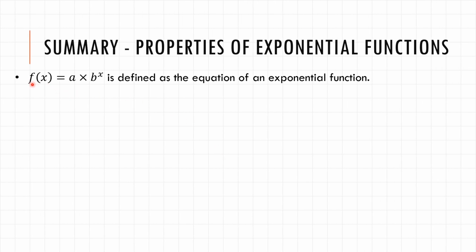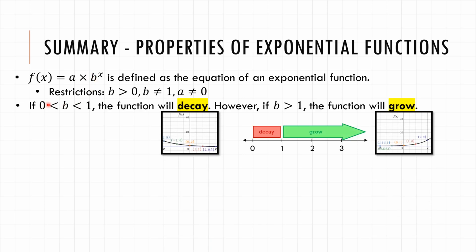We learned that f(x) = a times b to the x is the actual definition of an equation of an exponential function. But there are some restrictions here. b has to be greater than 0, can't be 1, and a can't be 0. All of these things would make the graph look very, very different from all of the other values. If this b value is a small number, so between 0 and 1, the function will decay, which means it decreases as x increases.